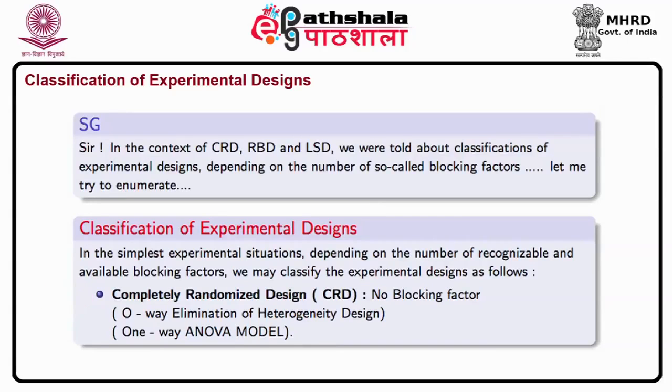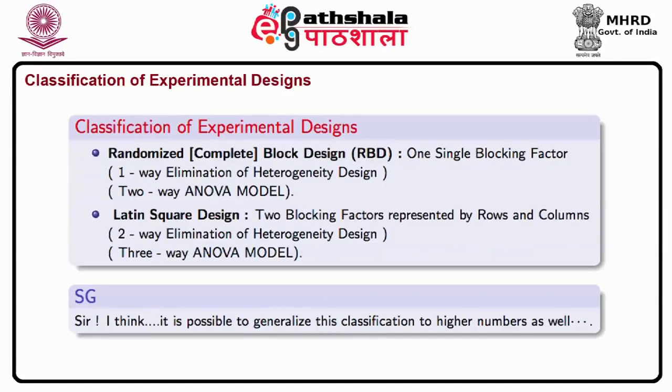Yes. The idea is that all the experimental material to start with are homogeneous. There is no blocking factor, so there is no external variation. Okay, sir. The moment we put treatment, then they become segregated in different parts. That's why it is zero-way elimination of heterogeneity of the blocking factor, because there is no blocking factor here. Okay. And it leads to one-way ANOVA model. Yes, sir. And the next concept is randomized block design or RBD. One single blocking factor is there and it is one-way elimination of heterogeneity design and two-way ANOVA model.